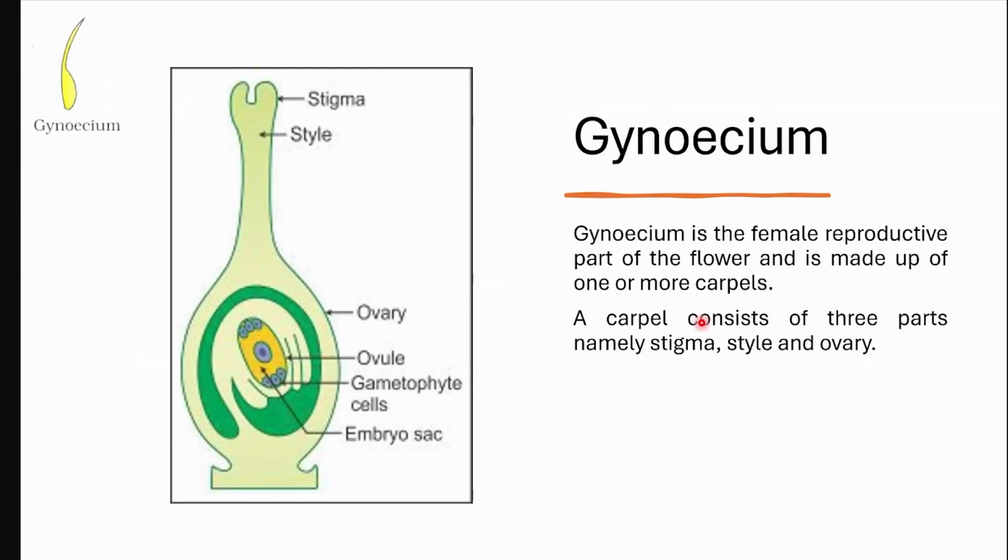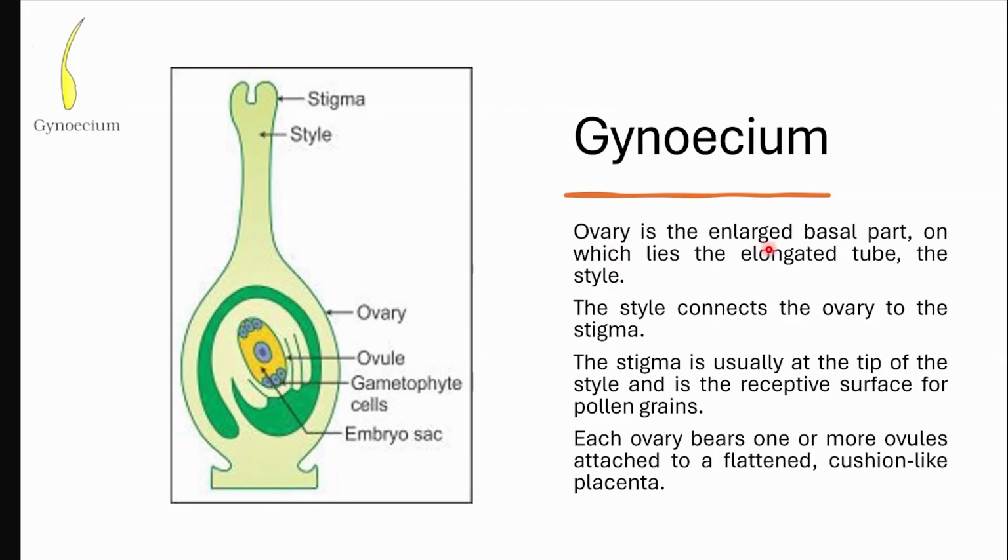Then we come to the last whorl, which is known as gynoecium, right? So what is gynoecium? It is basically the female reproductive part of the flower. It is made up of one or more carpels, right? So again, the sub unit of gynoecium, or the gynoecium forming unit rather, is a carpel. The carpel is this entire thing. The carpel consists of three parts, namely the stigma, the style, and the ovary. So these are the three parts of the carpel.